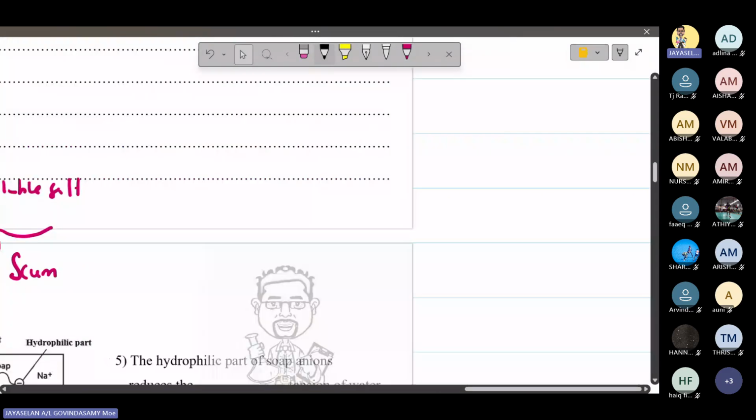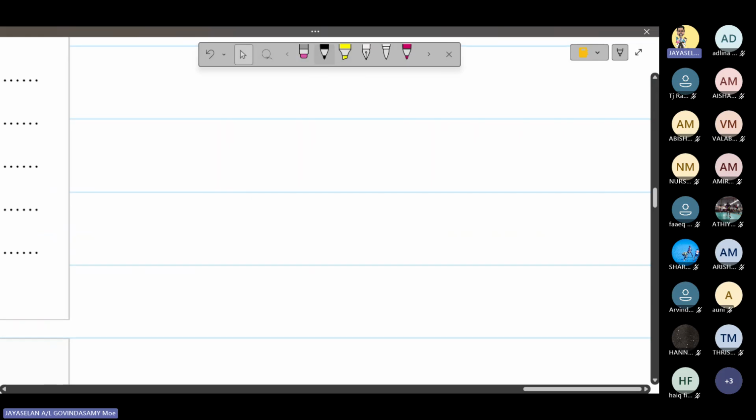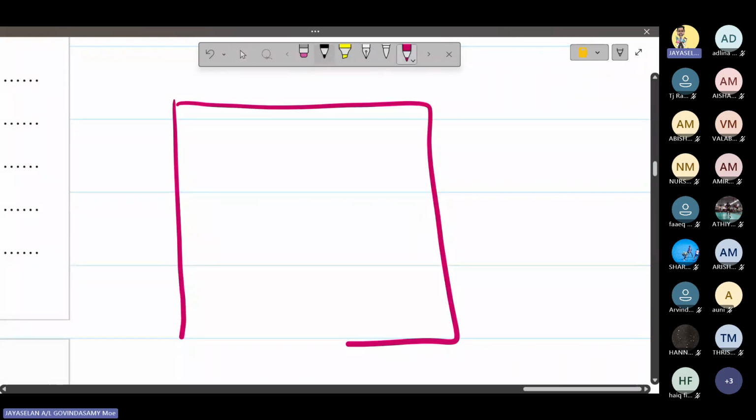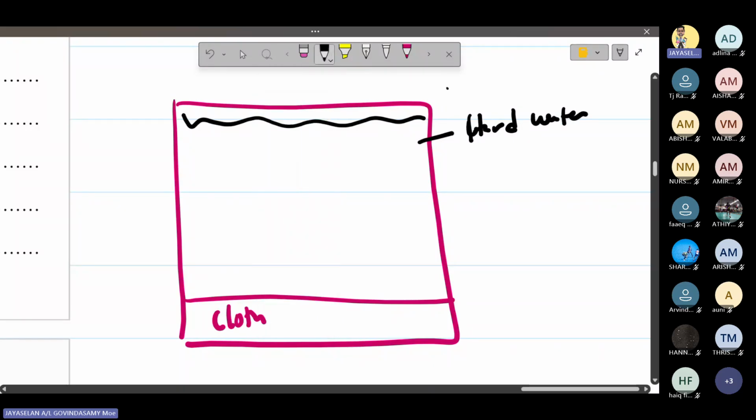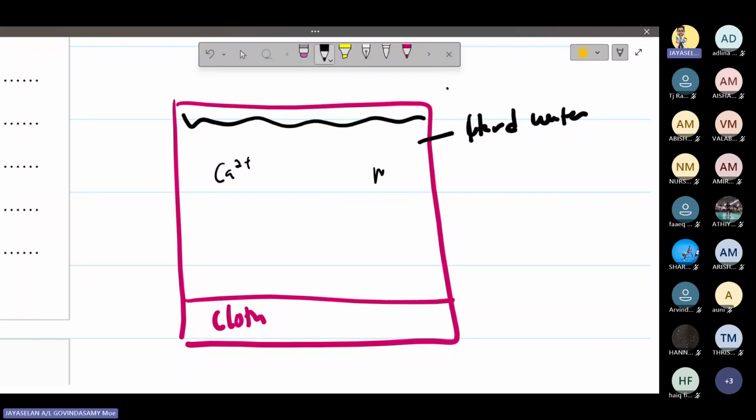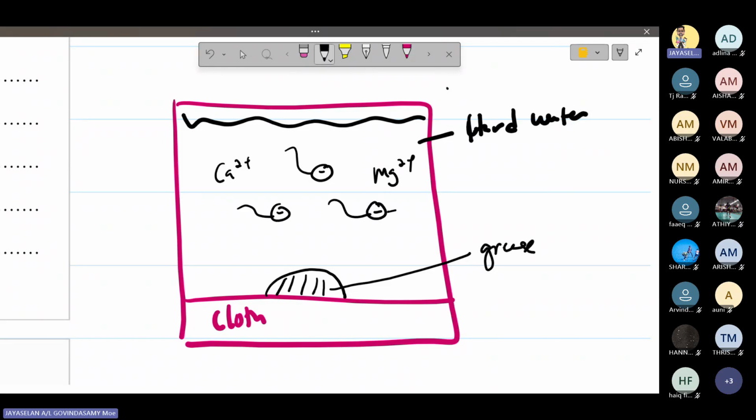Sir, I still don't understand because you're going very fast. Okay, so what I do here, in this box, I put cloth. Then I fill it up with what water? Hard water. This hard water contains a high concentration of what ions? Calcium ion and magnesium ion. So I put a grease molecule here. This is called grease. So here I put three anions of soap. This is called an anion of soap.